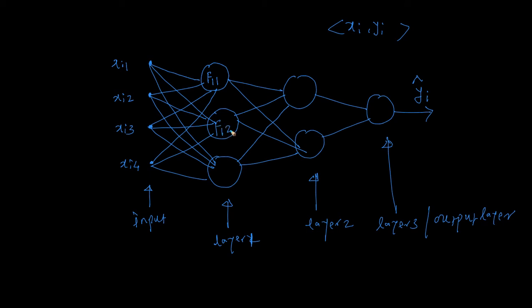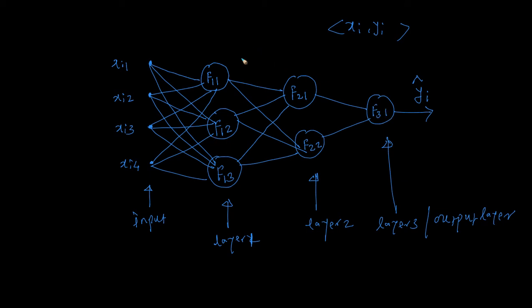F12, first layer, second neuron. From the top I am counting neurons, right? This is first layer, third neuron. This is second layer, first neuron. This is second layer, second neuron. This is third layer, first neuron, right?